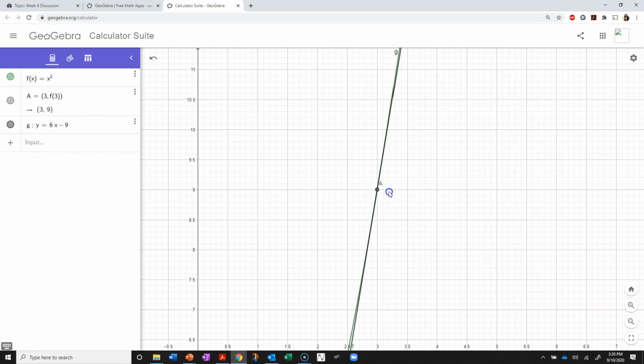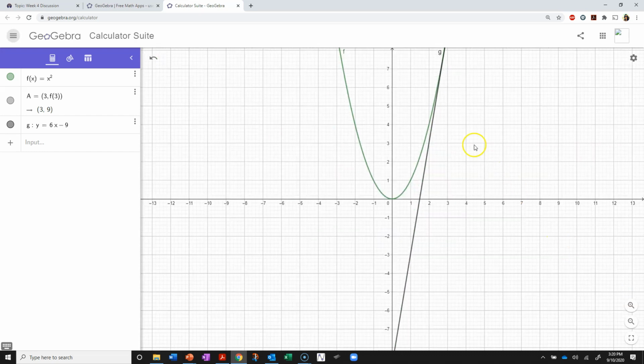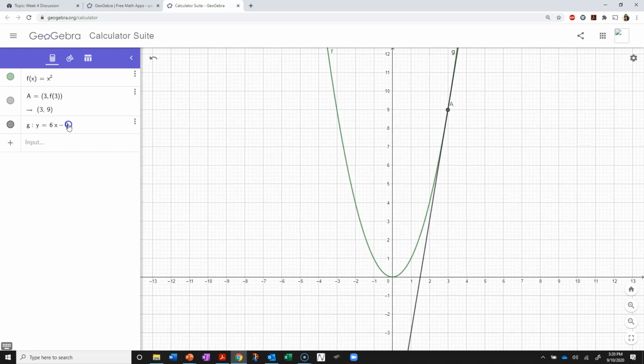If we had made a mistake trying to graph this tangent line, let's say maybe we made a sign error or something and we got plus 9, we could tell that the line we found is not the correct line for 2 reasons. 1, it's definitely not tangent to the curve, and 2, it doesn't pass through the point A. So graphing is a great way to check that we have the correct equation for the tangent line.